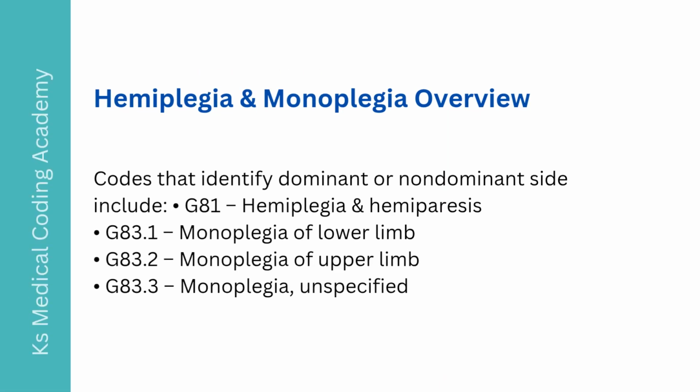Dominant and non-dominant side overview. Certain nervous system conditions require identification of whether the dominant or non-dominant side is affected. This applies to G81 hemiplegia and hemiparesis, G83.1 monoplegia of lower limb, G83.2 monoplegia of upper limb, G83.3 monoplegia, unspecified.